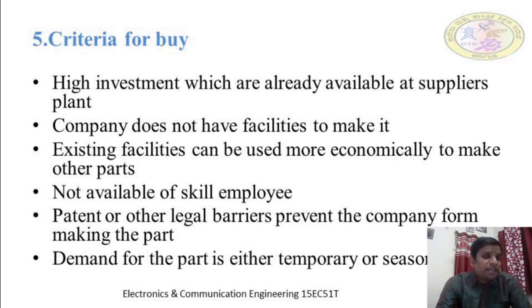Second factor is the company does not have facilities to make it. If at all we want to manufacture ourselves, in the sense that the facilities or infrastructure, or number of machines, or number of workforce manpower is not available, in that circumstance buying is a very important factor. You can take a decision in such a way that you can buy. That is also important. Then existing facilities can be used more economically to make other parts.